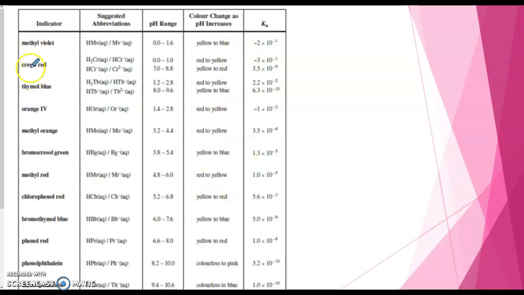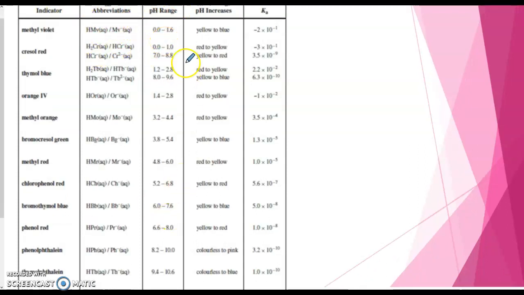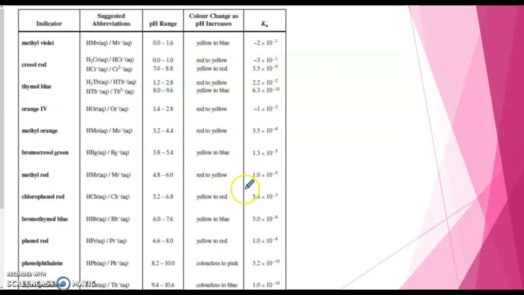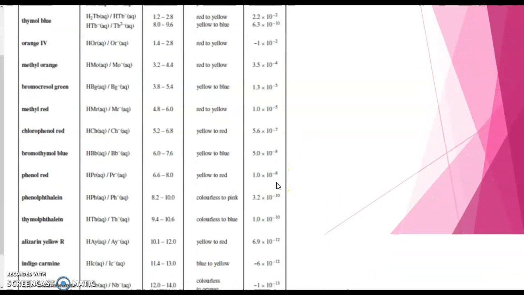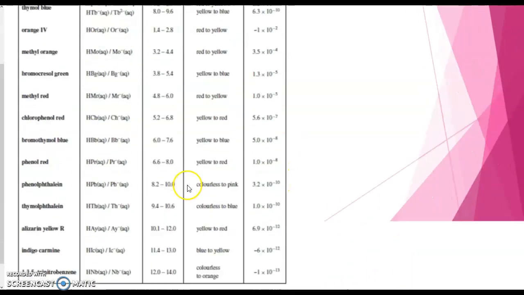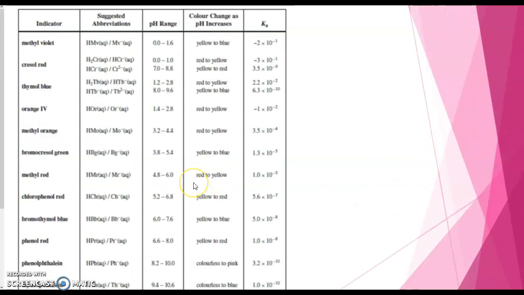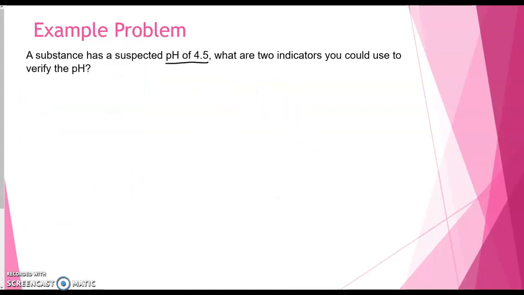It has all the different indicators, their chemical formula, the pH range they work for, and the colors that they show. This Ka is to do with Chem 30 stuff. So this is the list that's on the back of your sheet. What we're going to do is try to find two indicators that might help us verify this.